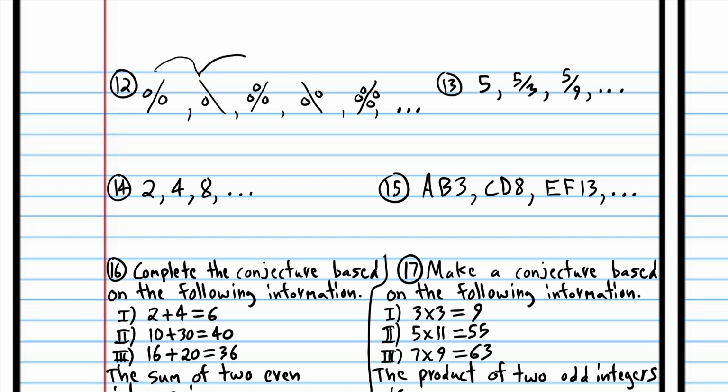Subtract 1, add 2, subtract 1, add 2. So the next symbol is going to be slanted to the left, and it's going to be 3 of these dots, or 3 of these circles. So I actually didn't think about where exactly you should put the circles.